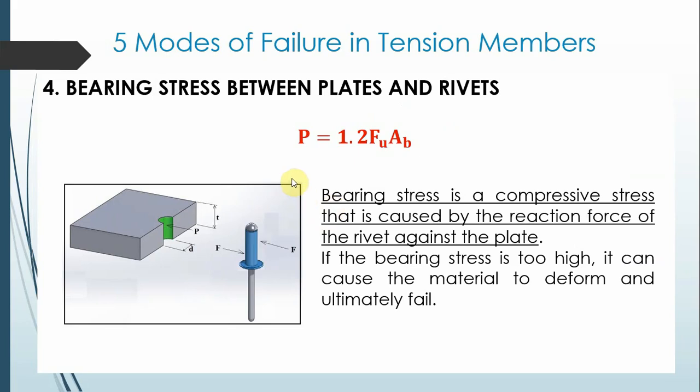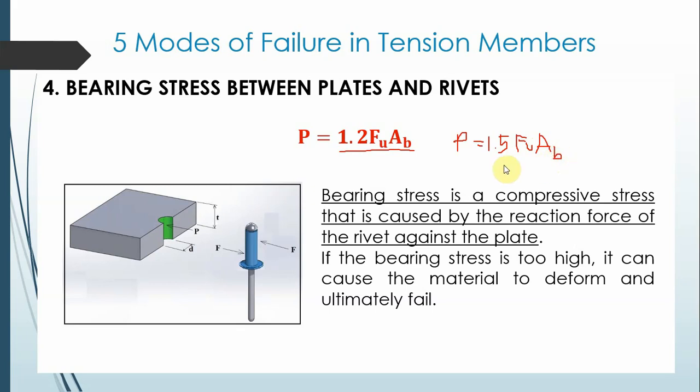Next is the bearing stress between plates and rivets. Aside from this formula, 1.2 F sub U A sub B, P is equal to 1.5 F sub U A sub B in accordance with NSCP 2001.